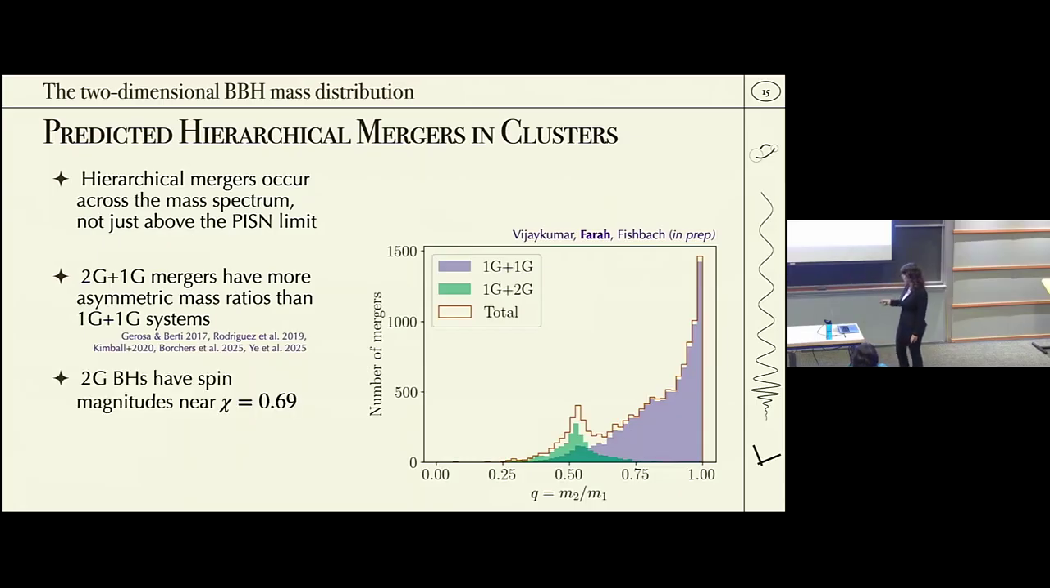And to do that, we are going to exploit another super robust prediction of hierarchical mergers that just comes from general relativity, which is that 2G black holes should have spin magnitudes near 0.7. This is more robust than anything that comes out of any simulation. This is just from GR and angular momentum. So that makes it a really good anchor.